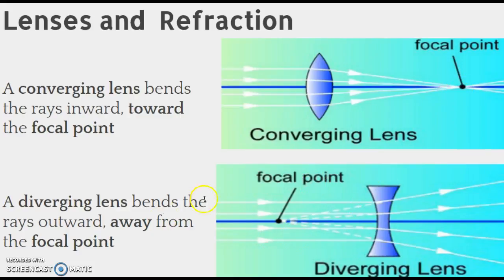A diverging lens bends the rays outward, away from the focal point. So I'm trying to re-emphasize this, and you'll see a lot of pictures that are showing the same picture. I want you to pay attention to this ray right here. Notice it's going to refract. We'll look at this a little closer here in just a few moments. Notice that this ray diverges. If I retrace it back, the focal point is on the side in which the light is coming from. All of these rays point to where the focal point is located.